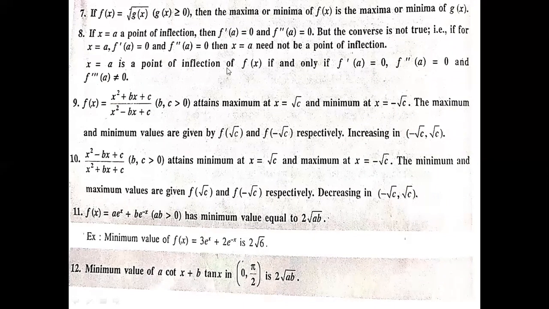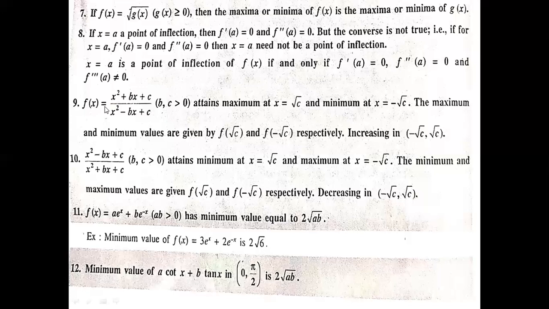x is equal to a is a point of inflection of f of x if and only if f dash a is equal to 0 and f double dash a is equal to 0 and f triple dash a is not equal to 0. In this case only x is equal to a is called a point of inflection. Neither maxima nor minima, that is known as point of inflection. If f dash a is equal to 0, f double dash a is equal to 0, but f triple dash a is not equal to 0, in this case only we say that x is equal to a is the point of inflection.